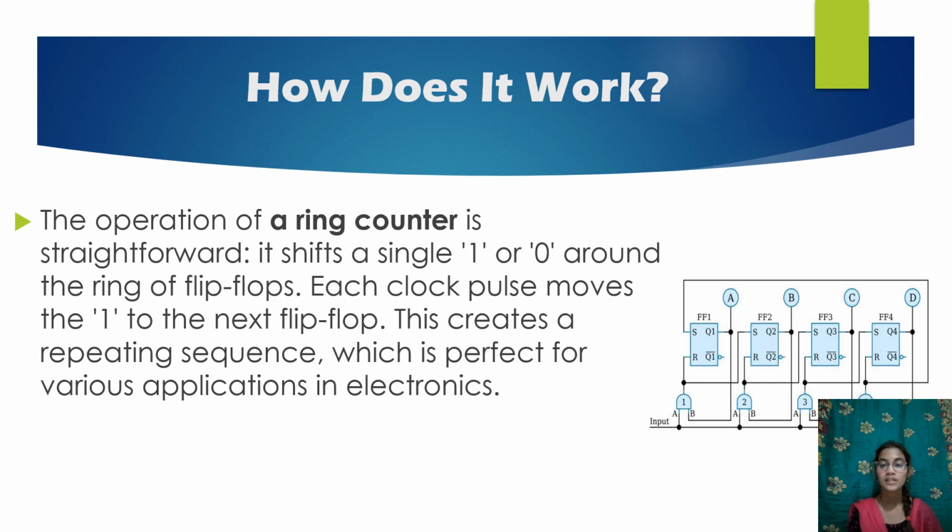For the first clock pulse, the 1 shifts from Q1 to Q2. For the next flip-flop, the 1 shifts from Q2 to Q3, and the output of the last flip-flop is connected to the input of the first flip-flop. This will repeat the system for the number of bits.